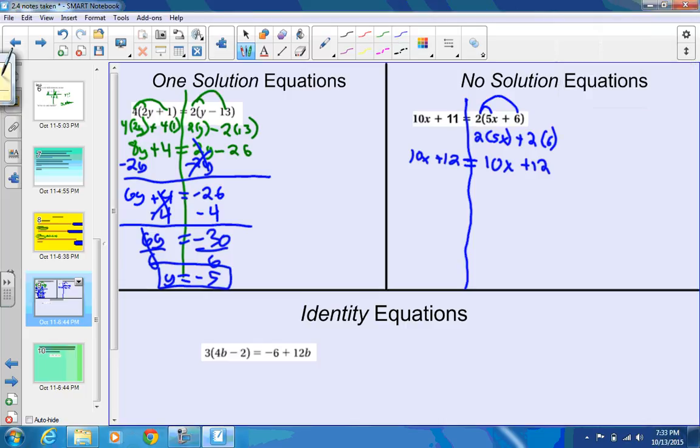Oh, I apologize. I made a mistake here. I accidentally wrote plus 12 instead of plus 11 on the left side. That's an 11 up there. I just copied it down wrong there. Oops. Then I have 10x plus 11 equals 10x plus 12.